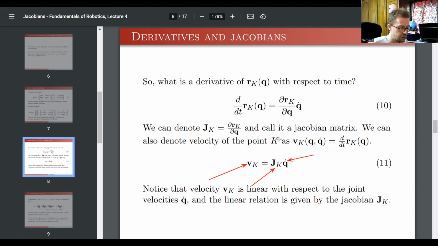And those maps are given by Jacobians. Jacobians themselves depend on Q, of course. So they will change as orientation of the robot changes. Like you can imagine dr_k/dq depends on q, right?